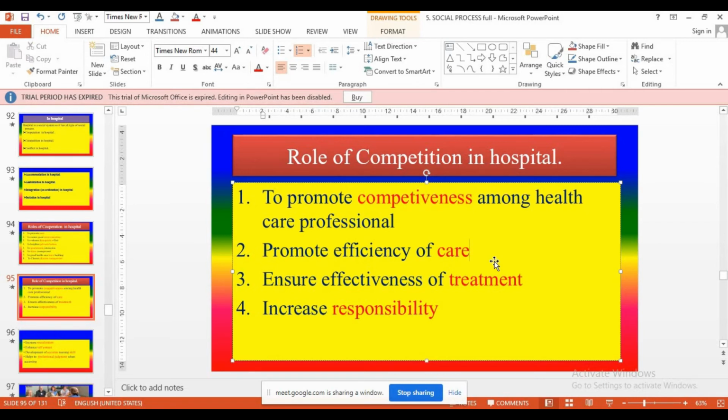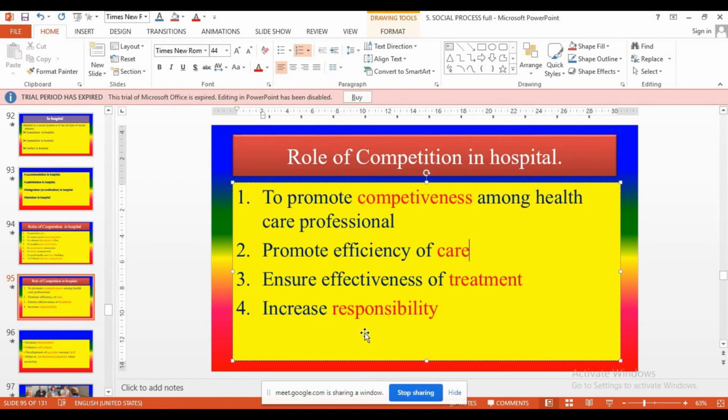Third one, effectiveness of treatment. Competition in medicine can enrich the individual life as well as enrich mind and body to cure the various diseases.